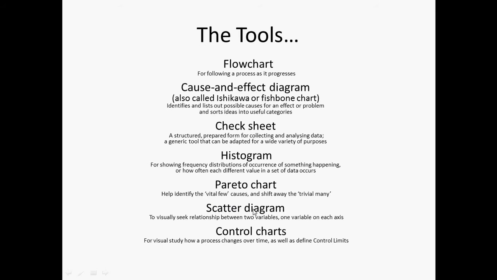And then the scatter diagram, where we try to find out the relationship between two variables, like do I have any relationship between my class students' height and their weight? I don't know, let's see. That can be done by using what is known as a scatter diagram. And control charts for visual study of how a process changes over time. This is slightly complicated, but anyway, we'll go along. Let's go one by one.